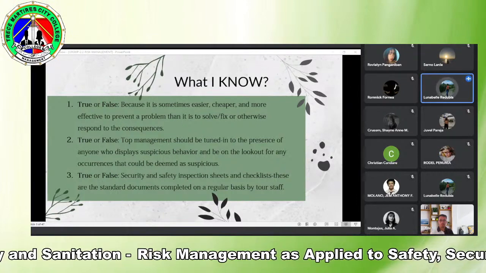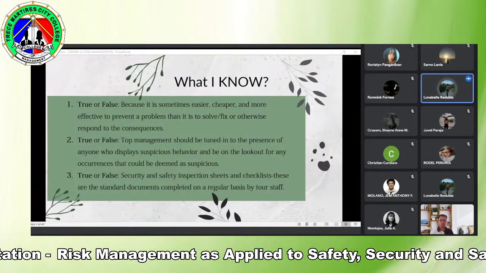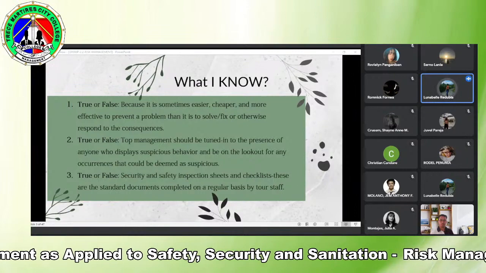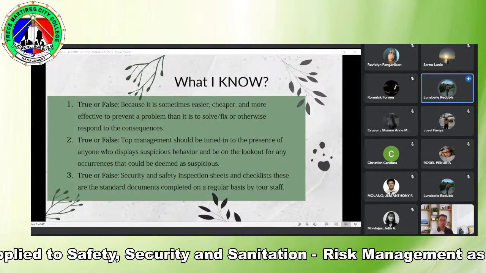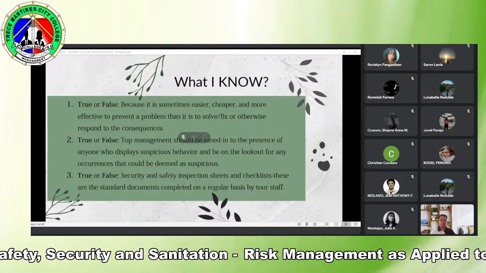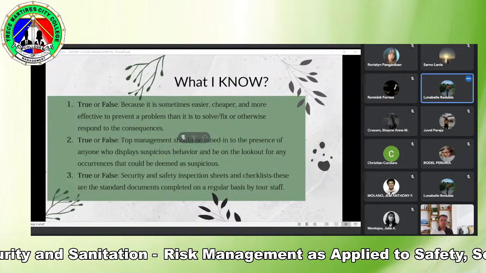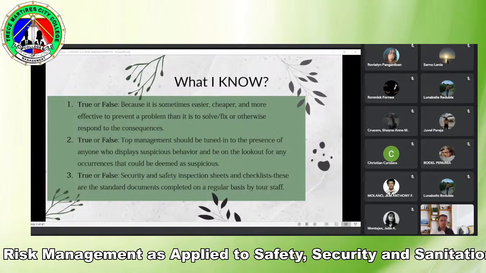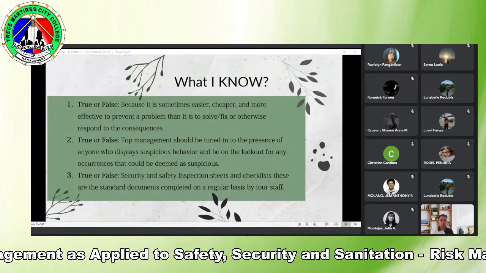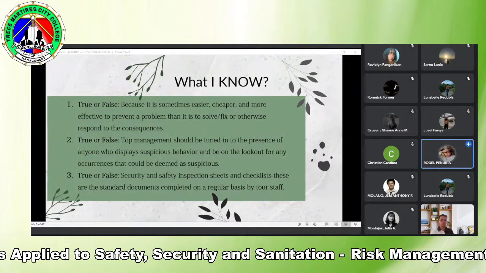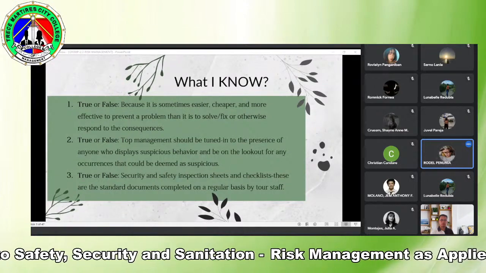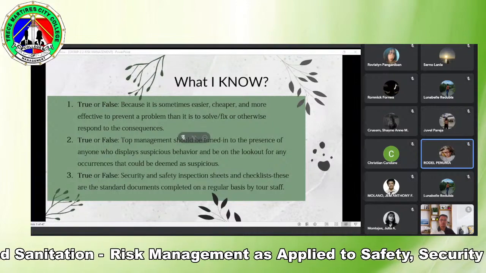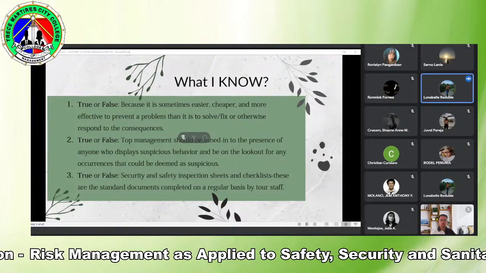The last question, security and safety inspection sheets and checklists. These are the standard documents completed on a regular basis by tour staff. From the guest po ulit. True po. Bakit po? Kasi po, it is the usual form prepared to guide guest action required. That's correct din po.